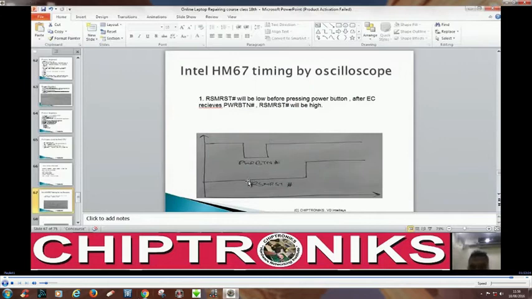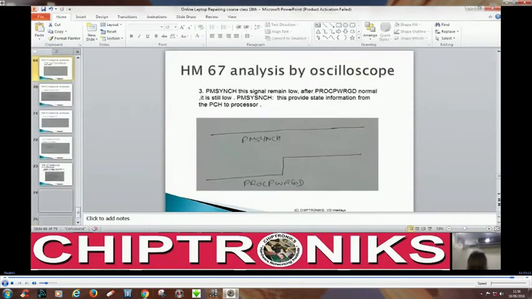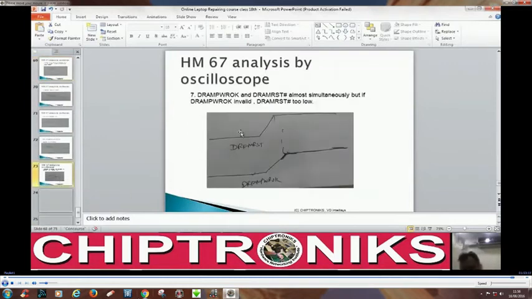Like this, I have compared power button hash and RSM reset, and you can see I have compared RSM reset and power button out, and you can see I have compared these two. So I will show you how to use oscilloscope to trace all the power sequence. So I'm finished with the entire concept of power sequence, and in my next class I'm going to use oscilloscope to show you how this power sequence traces and how easily you can find problems.